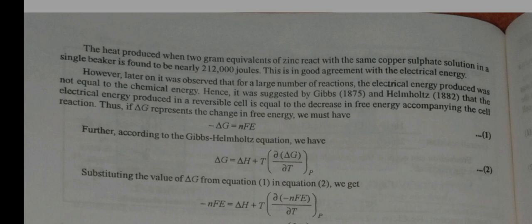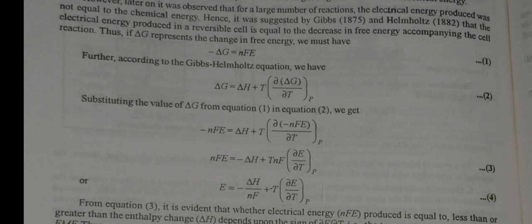Further, according to the Gibbs-Helmholtz equation, we have ΔG = ΔH + T(∂ΔG/∂T) at constant pressure, equation 2. Substituting the value of ΔG from equation 1 into equation 2, we get -nFE = ΔH + T(∂(-nFE)/∂T) at constant P. So nFE = -ΔH + nFT(∂E/∂T) at constant P, which is equation number 3. Or E = -ΔH/nF + T(∂E/∂T) at constant P.